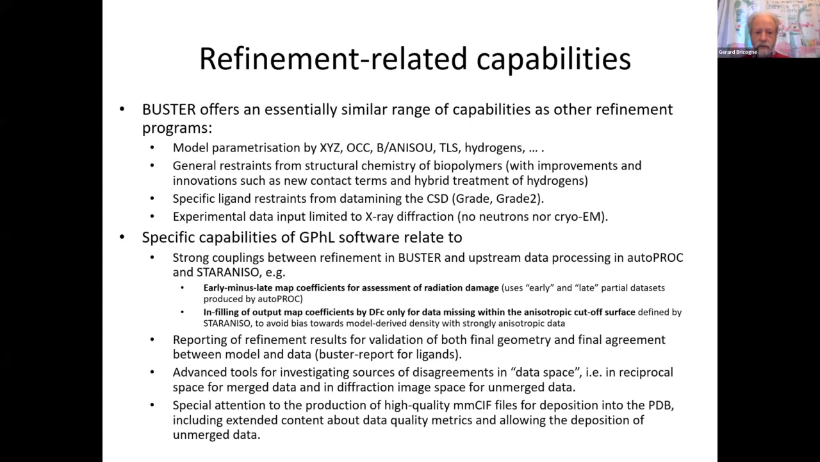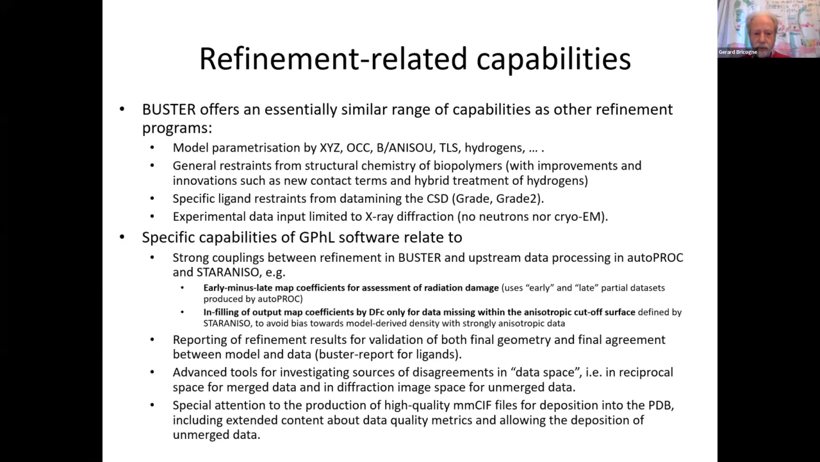Also, in terms of infilling output map coefficients by DFC values, we do that only for data that are missing within the anisotropic cutoff surface. When you have strongly anisotropic data, that avoids biasing the maps towards pure FC contributions outside the cutoff surface.